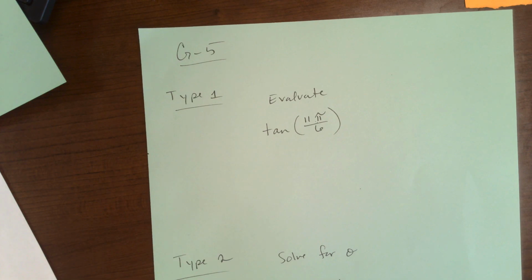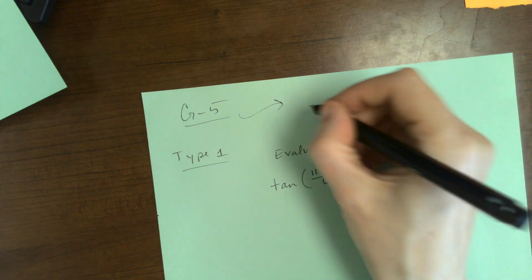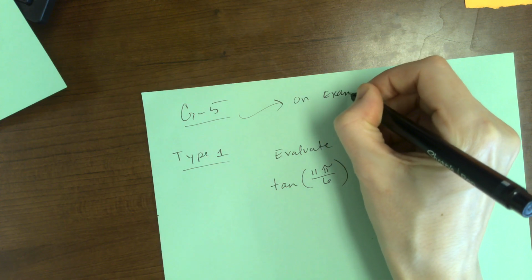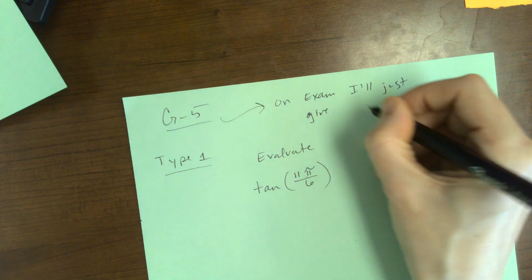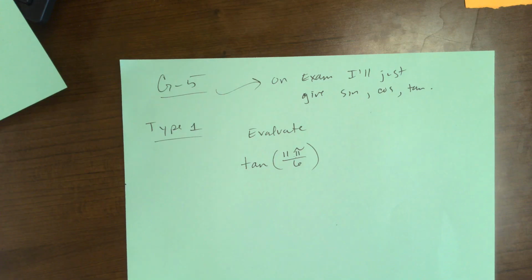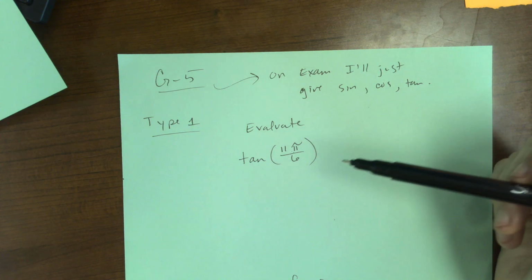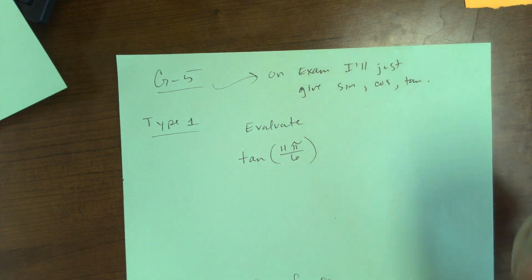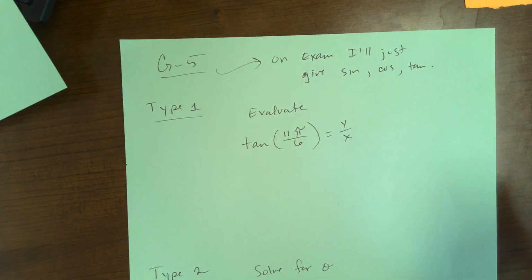Now, G5, this is a review topic, and there's going to be 2 types. And I'll tell you this, on the exam, I'll just give sine, cosine, and tangent. So the first type is evaluating. Evaluate tangent of 11 pi over 6. Well, guys, you're going to have to know that tangent is the y-coordinate over the x-coordinate.